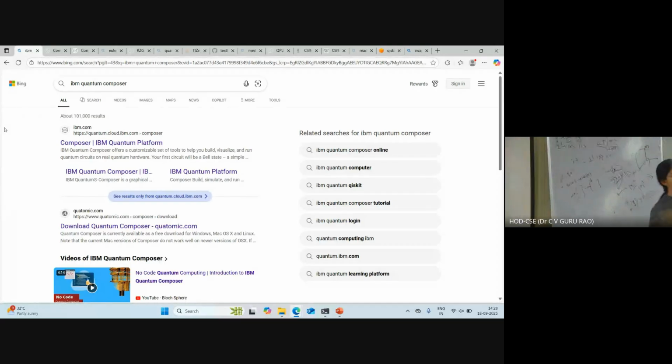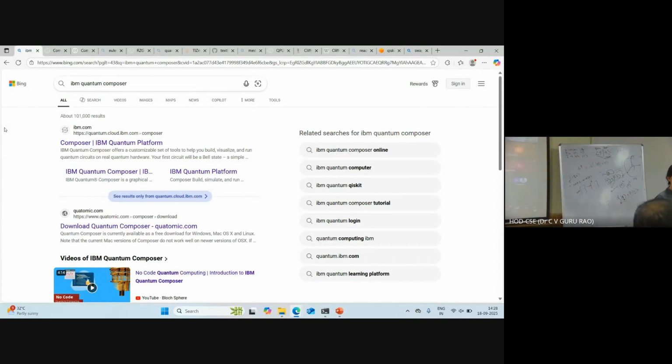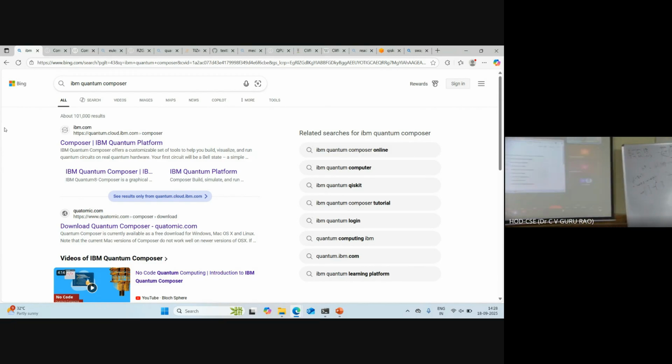But we declared the Z gate as 1 by root 2 times 1, minus 1. Just later on, if we normalize it, then it will just equal to that Z gate only.